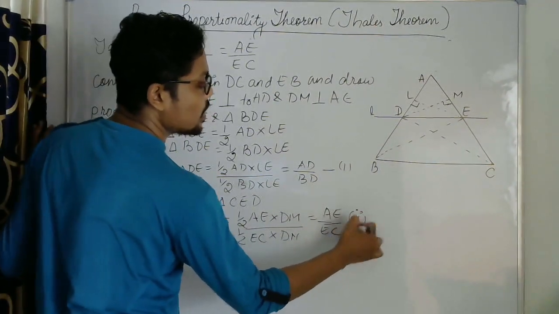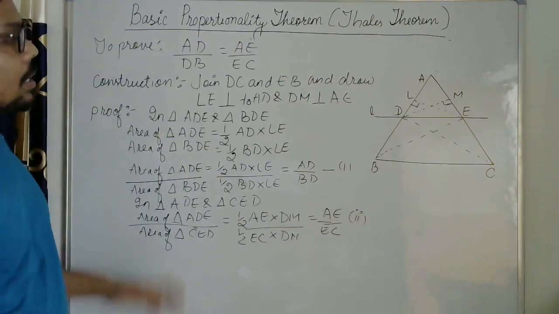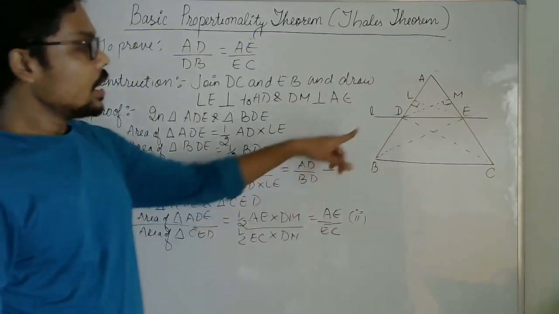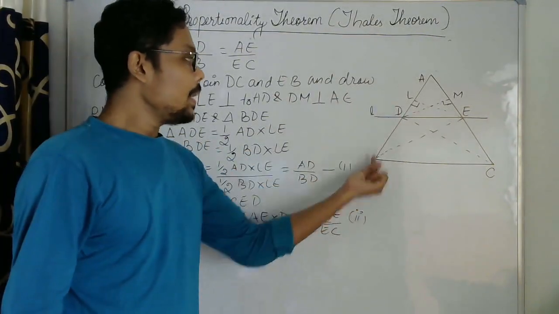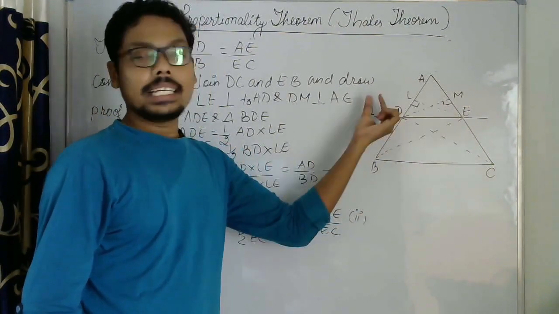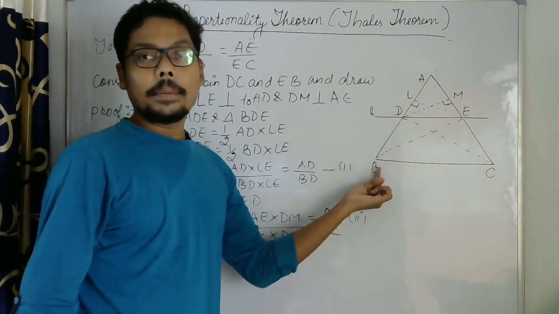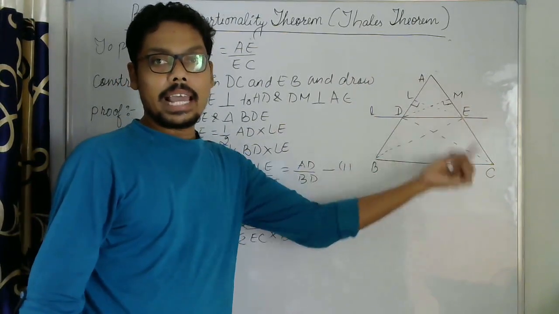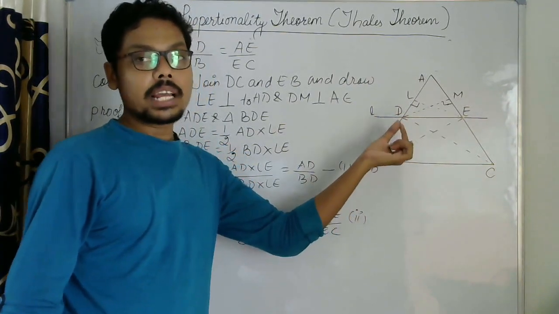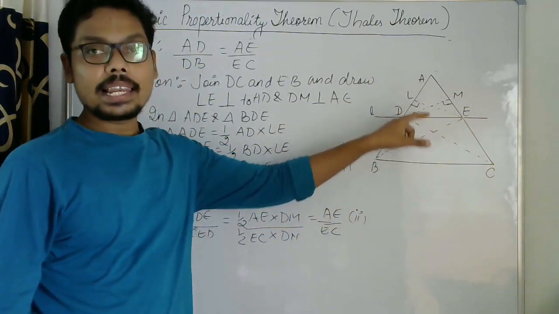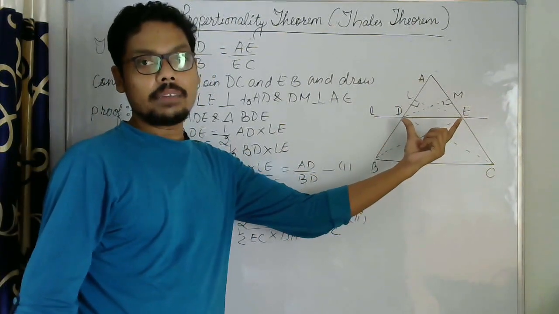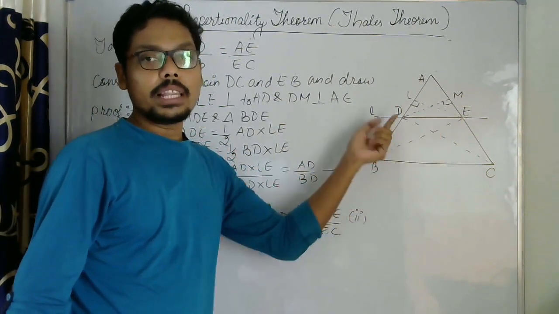This, let us take as 2. Now coming to the next. Now here you can see BDE and CED. These are two triangles, and they are within the same parallel lines and have the same base.